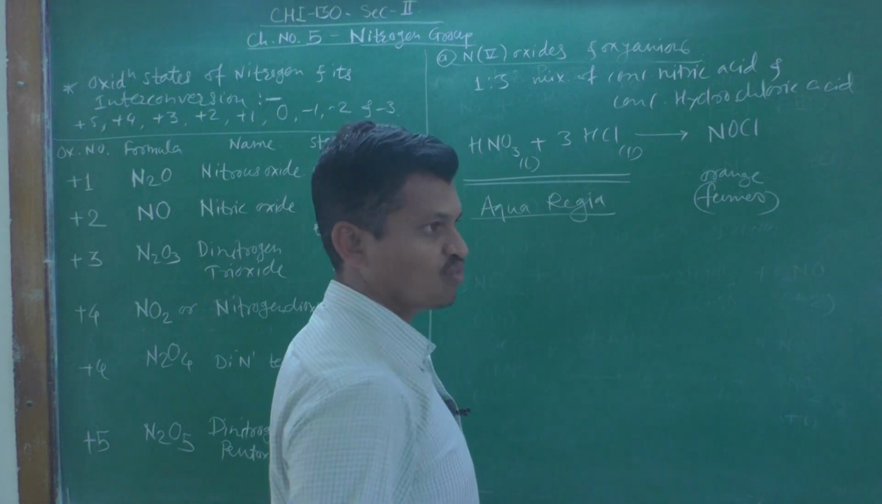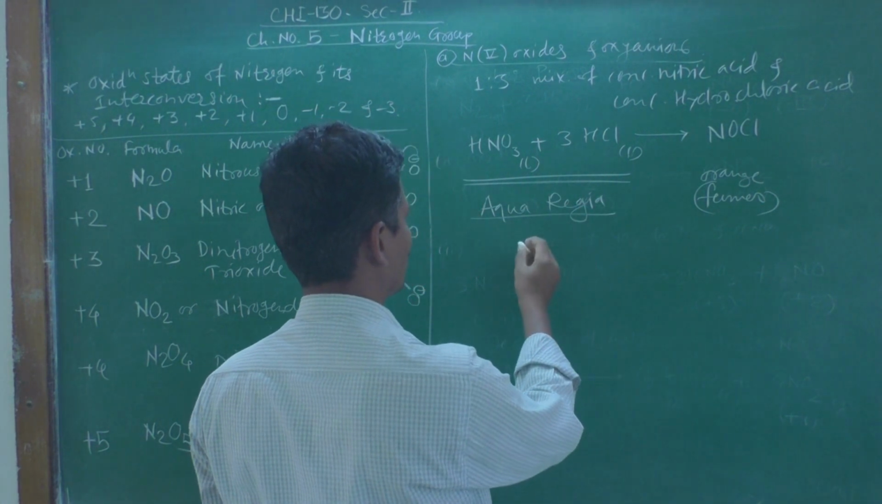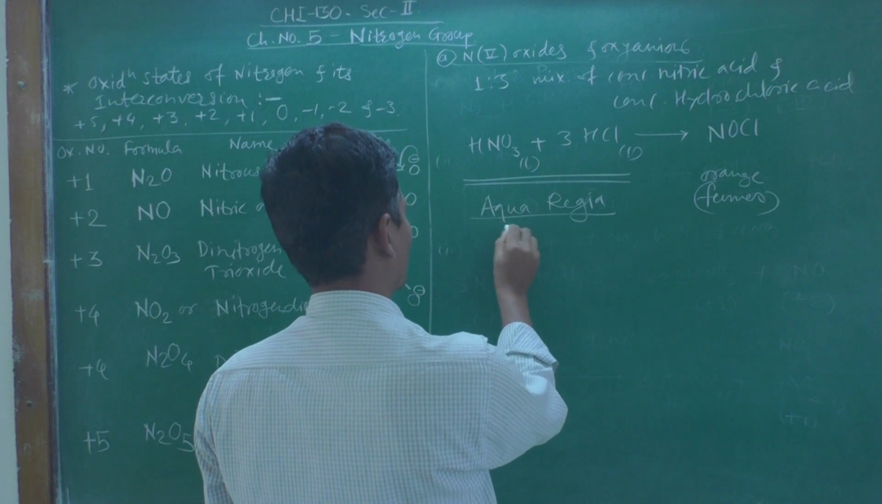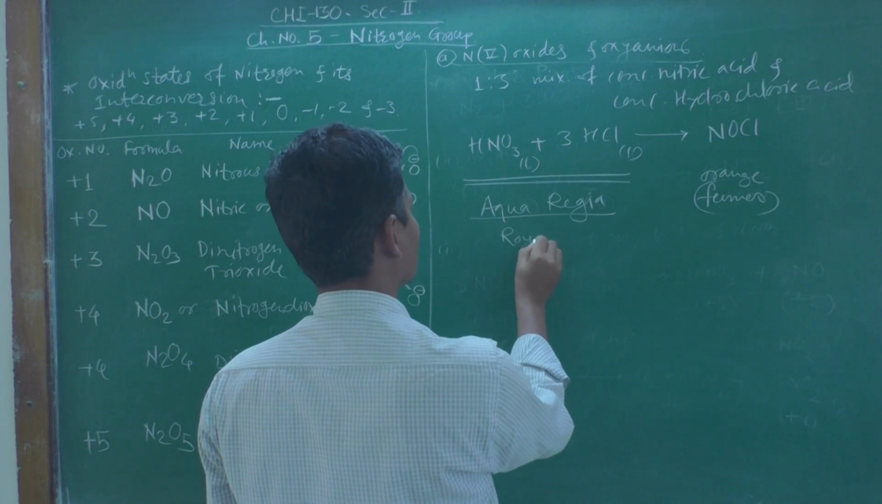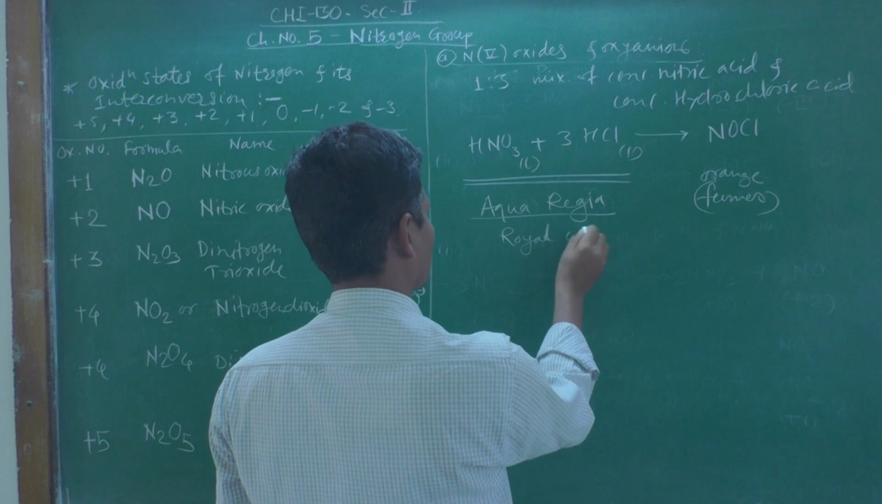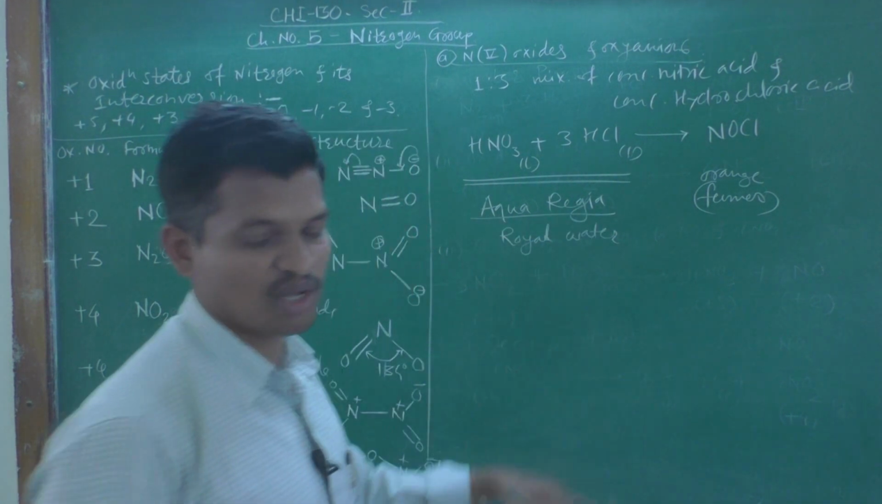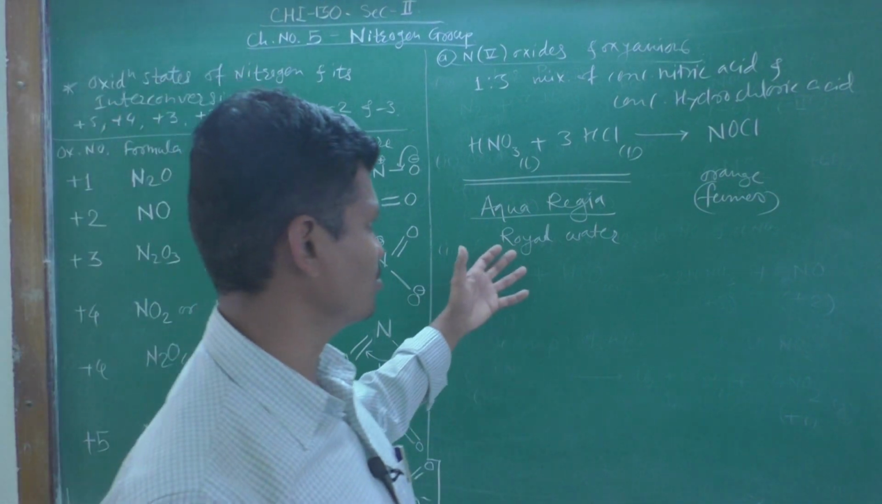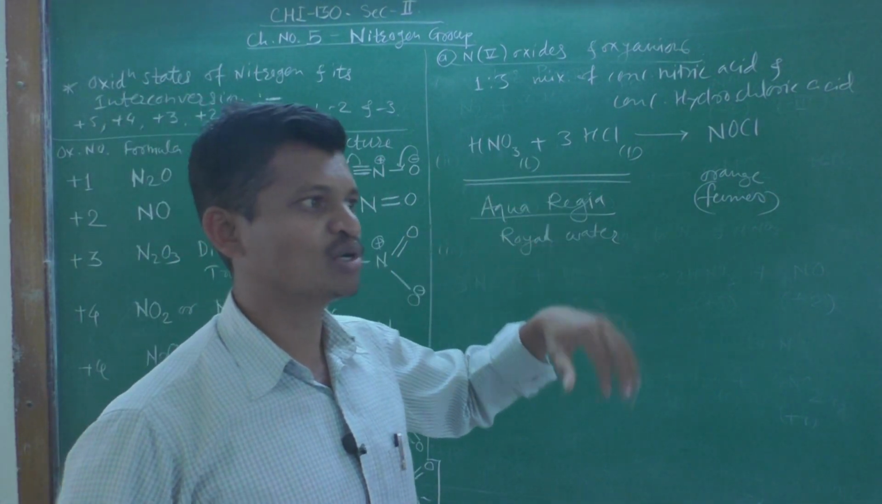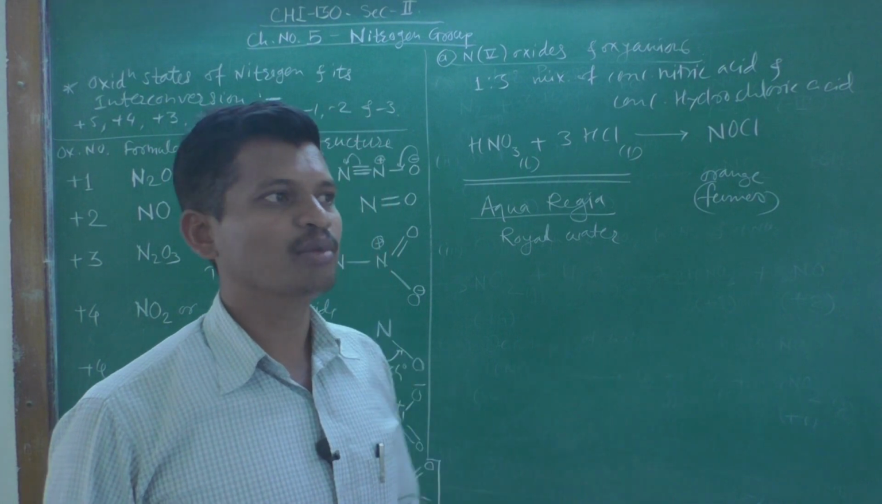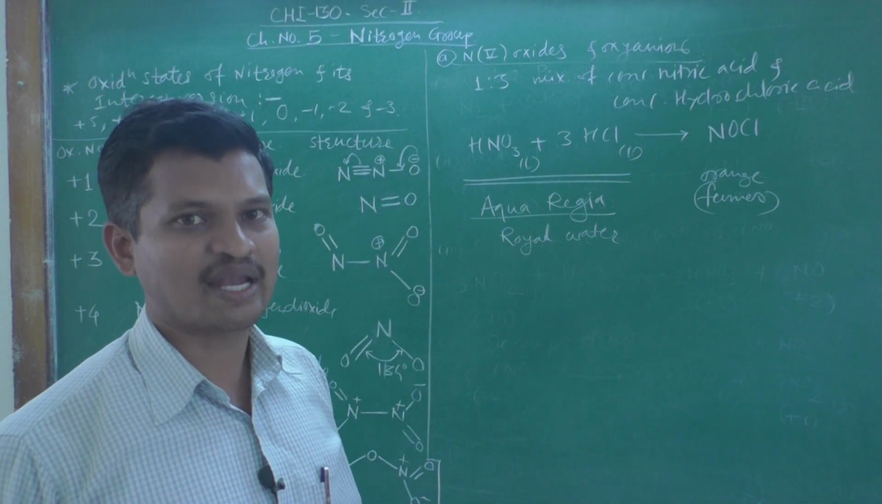It is a Roman word. The meaning of this Roman word aqua regia is royal water. Regia means royal, aqua means water, so it is called royal water. Why is it called royal water? Because this mixture is able to dissolve the noble elements such as gold and platinum.